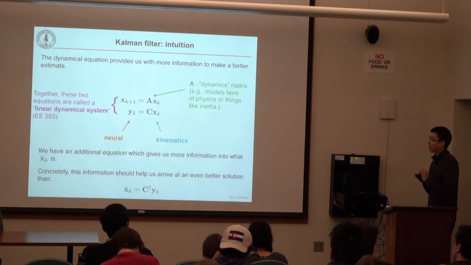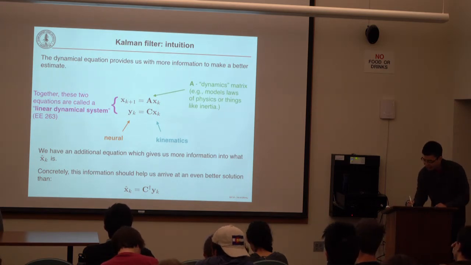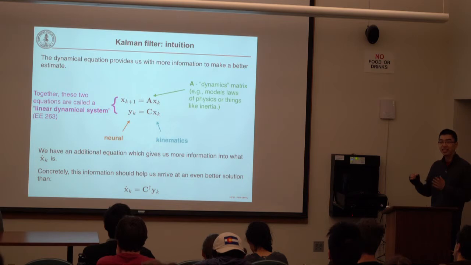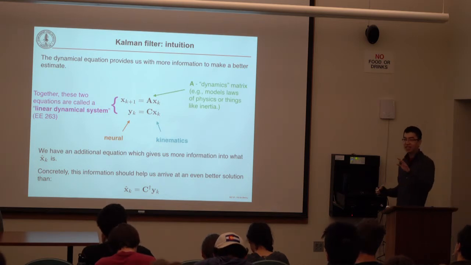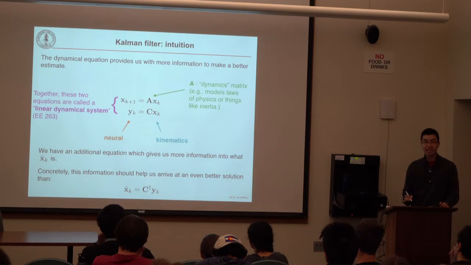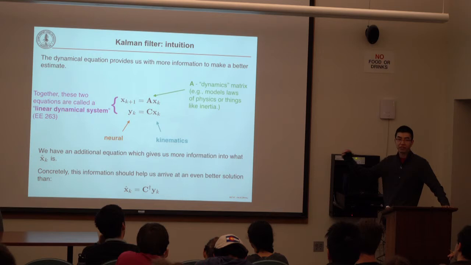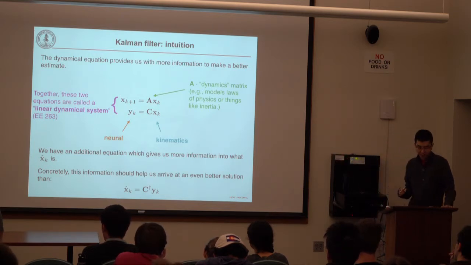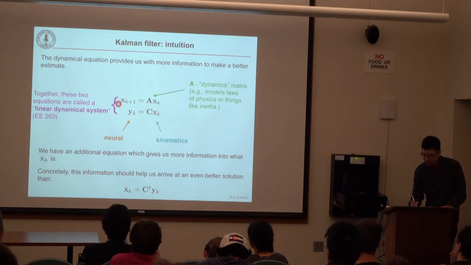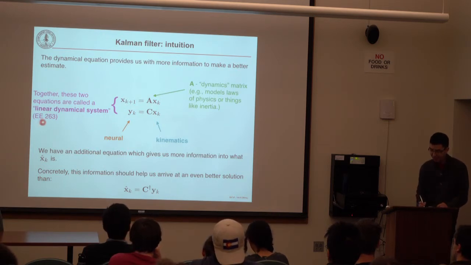All right, so formally, we're now going to write this as a dynamical system. Before we had this equation, yk equals c times xk, that told us how the neural data is informative of the kinematics, the x's. And now we're going to add an additional equation. So this x here describes the kinematics, and this A matrix is going to model things like the inertia of the cursor, that if it's going to the right, it should keep going to the right unless the velocity is getting close to 0. Together, these two equations are called a linear dynamical system. And this is the topic of EE263.